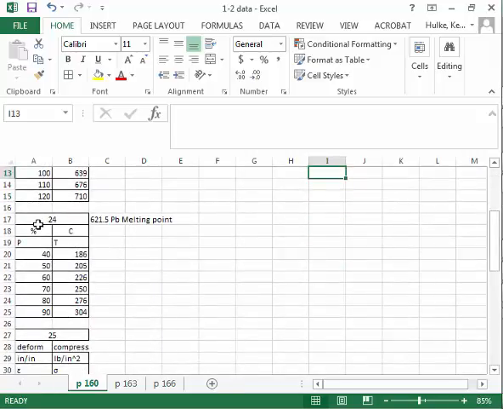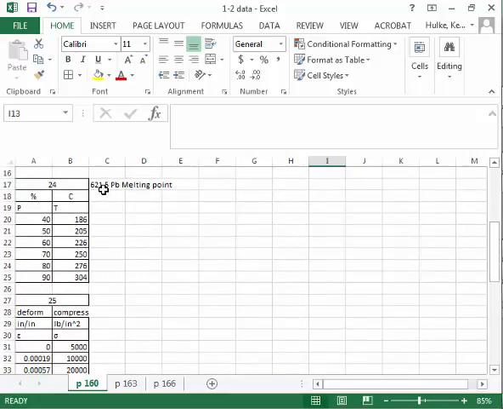The one I'm going to do for you is number 24. That's the first one. And it compares the melting point of a certain alloy with the amount of lead in it, the percent of lead in it. And I was wondering, what kind of an alloy would that be? Because lead melts at 621 degrees. The only thing I could figure out, it would be some kind of a solder.